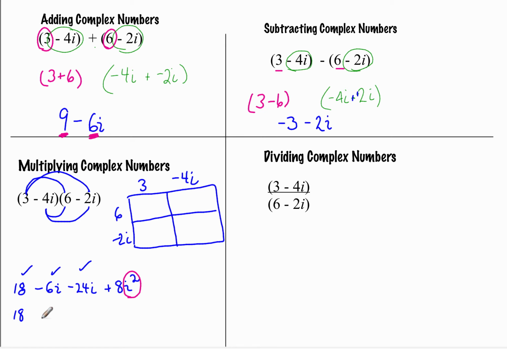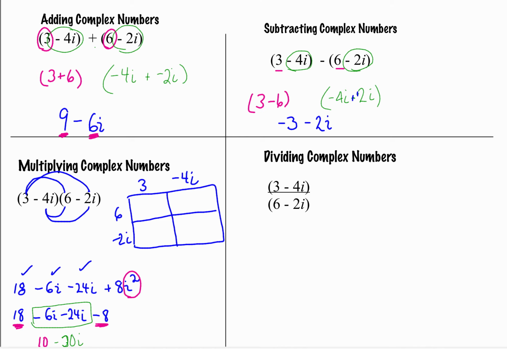So this really is 18 minus 6i minus 24i minus 8, because i squared is negative 1. Negative 1 times 8 is negative 8. Now I can put together my real parts, which are 18 and minus 8, to give me 10 real parts. And then I can put together my imaginary parts, and I have negative 30 imaginary parts. No, that doesn't look like a 3, but it is.